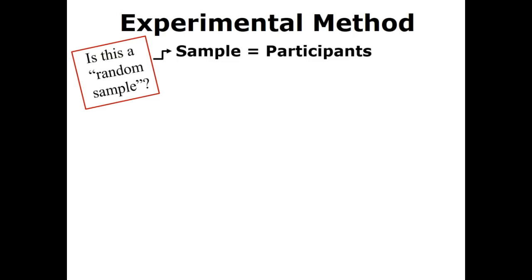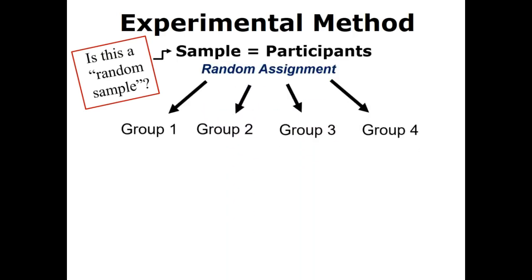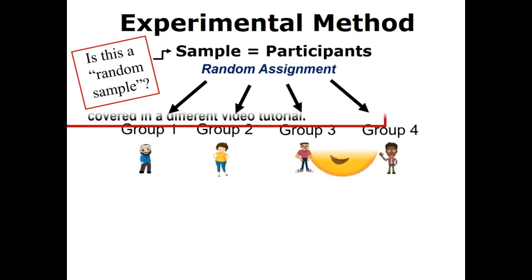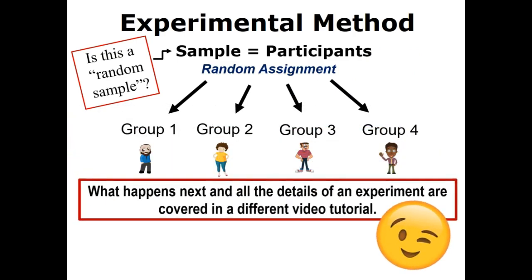Since this is an experiment, then there will be different groups. But which participant will be in each group? In order to avoid bias, we are going to use a random method again. Each participant will be randomly assigned to a group. And now you know that random assignment means that each individual in the sample has an equal chance of being placed in each of the groups. What happens next and all the details of an experiment are covered in a different video tutorial.